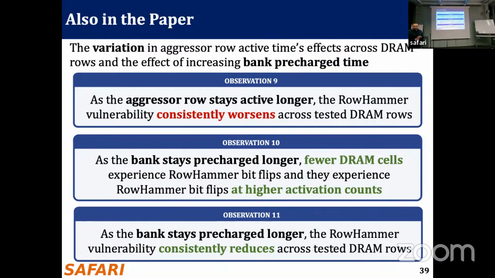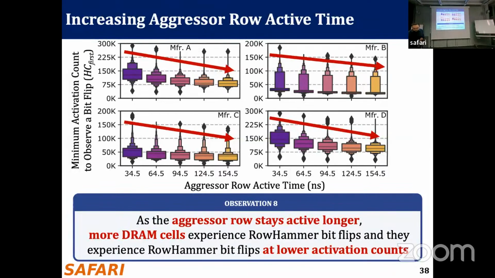Okay, can you go back to the previous slide then? So what's interesting about 34.5 and 154.5? Why do you have these boundary conditions in the testing? Yeah, good question. So 34.5 was the minimum for these DRAM chips if you wanted to obey the timing constraints of the DRAM chip itself. For charge restoration, you need to wait for that amount of time. If you wait less, then it's basically some illegal operation.